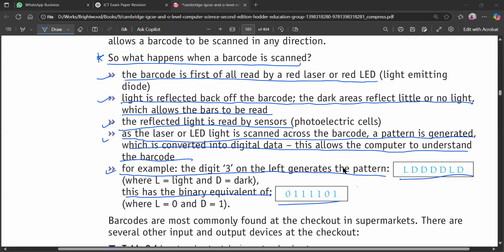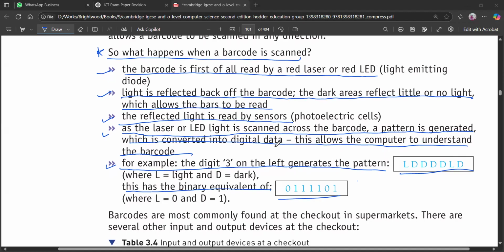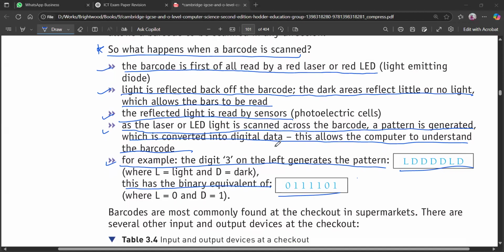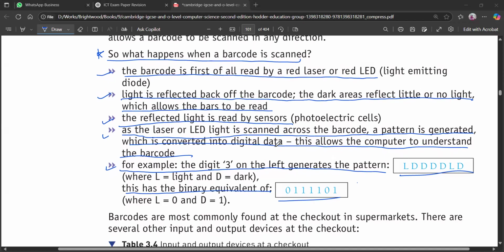I think you wrote this one, no? Yes. The barcode works like that, okay? So first of all, you have to read them according to the reflection of the dark and light. It reads according to the reflection of the dark regions, and they give the output.